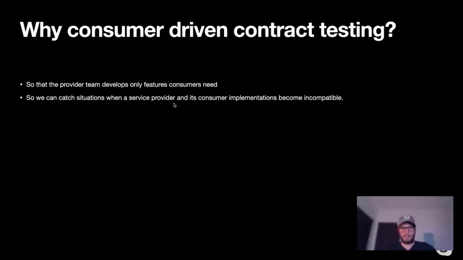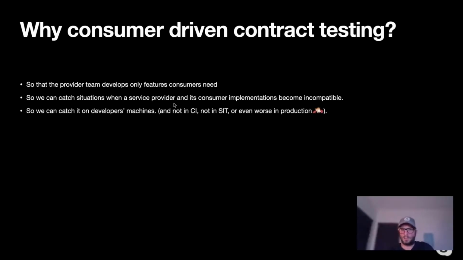With this, we can catch situations when a service provider and its consumer implementations become incompatible. So that's the point on the fixtures drift. As soon as we start adding more features into the APIs, we should be able to test and verify them quickly. We can catch it on a developer's machine. Instead of deploying everything and waiting for all the systems to deploy to be ready to run a simple test, we can catch this on a local machine before even deploying a breaking change.